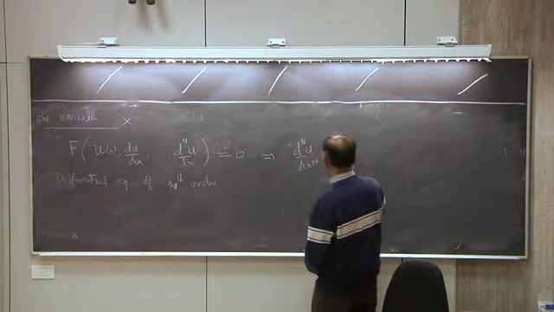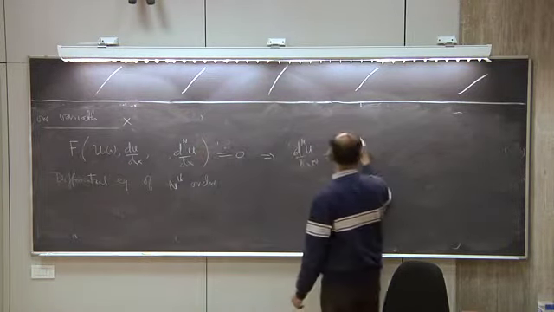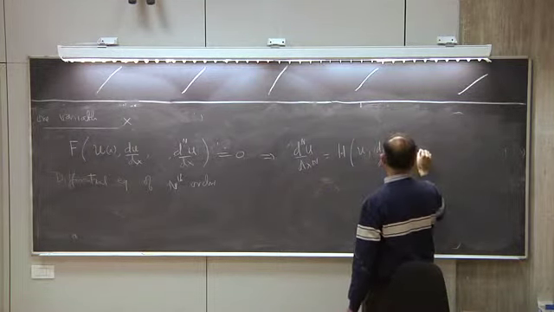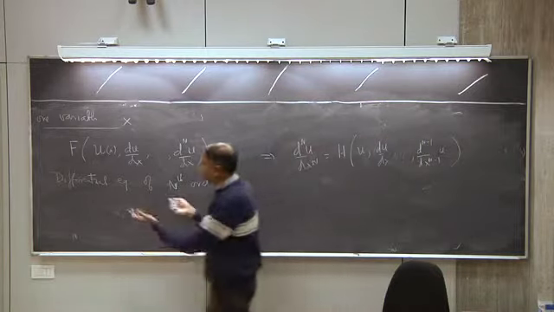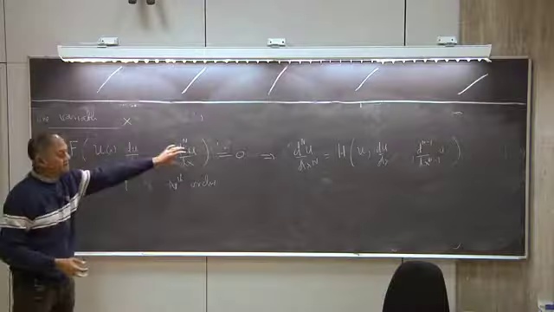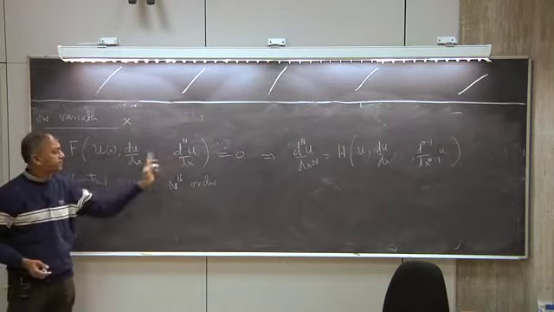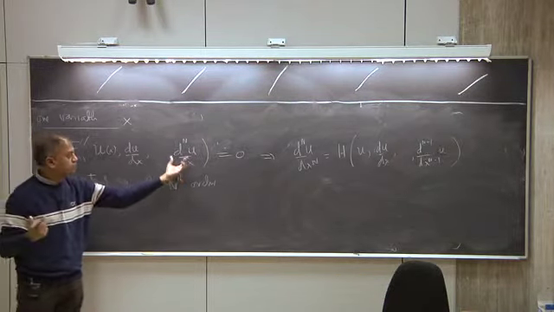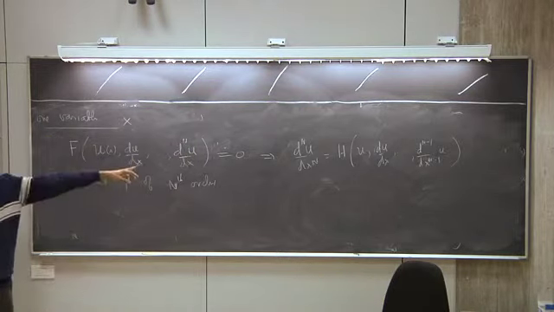That will be some function of all the remaining variables, so some function of u, du by dx, all the way up to d^(n-1) u by dx^(n-1). If you think of these as independent variables, this is just an algebraic equation for these n plus 1 independent variables. One equation, so I can always solve for one of them as a function of the remaining ones. So this I can do.